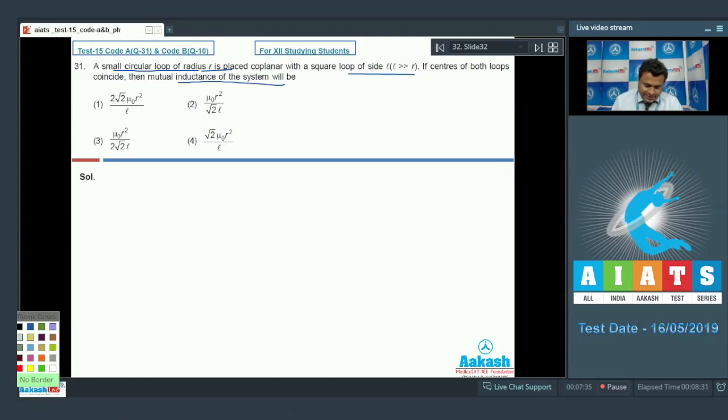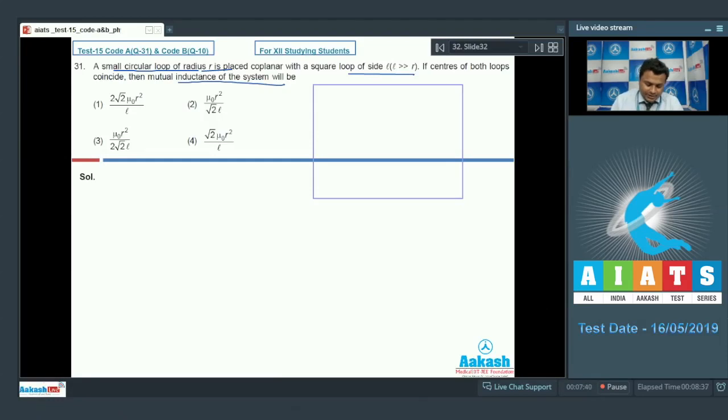So, according to the question, let us consider a square loop, and we have a very small circular loop at the center, coinciding. Now we have to calculate the mutual inductance. Suppose current I is flowing in here. So the magnetic field at the center can be given as B net equals... this is wire 1, wire 2, wire 3, wire 4. 4 wires carrying the same current, located at the same distance from the center, making the same angle.